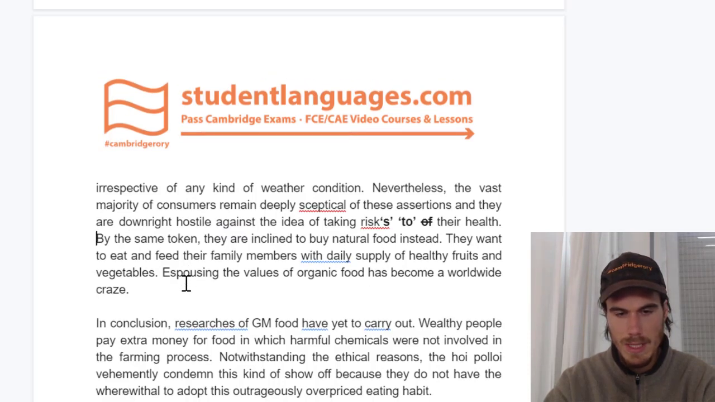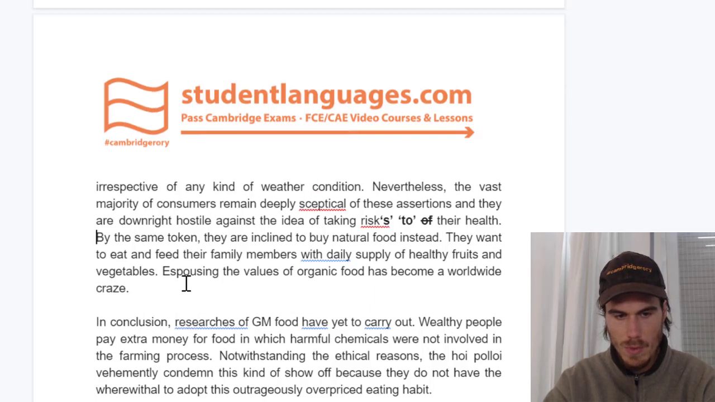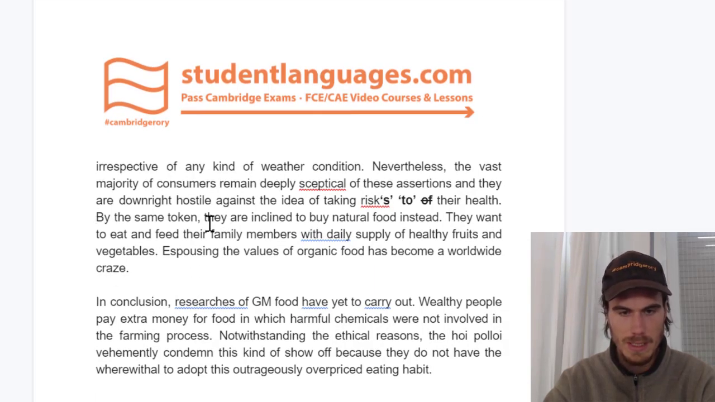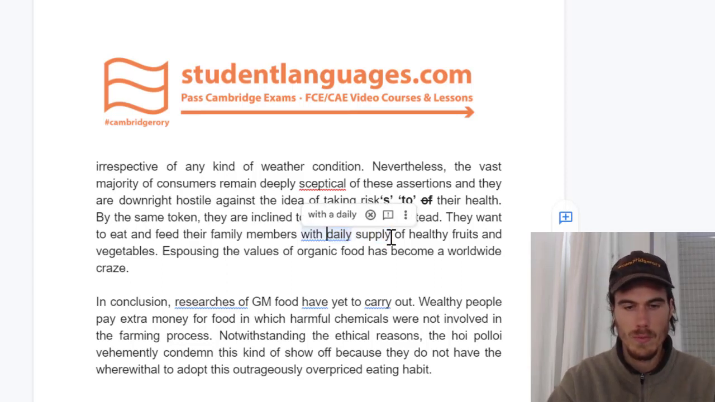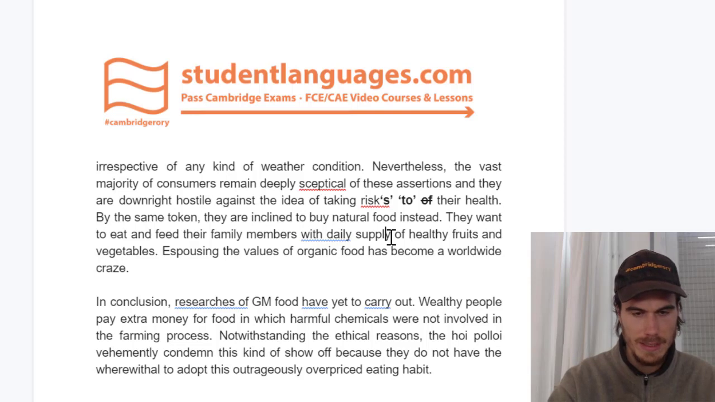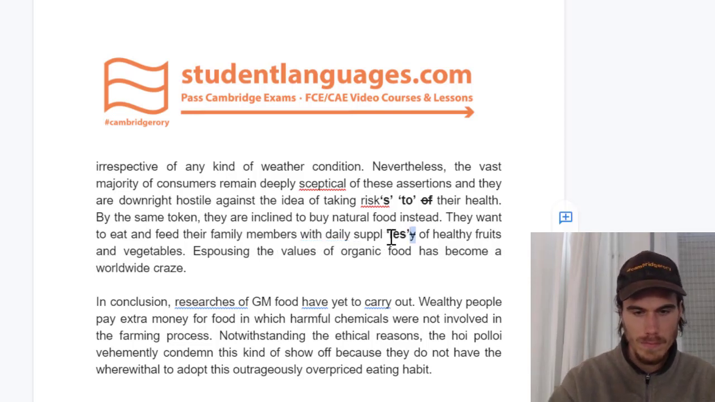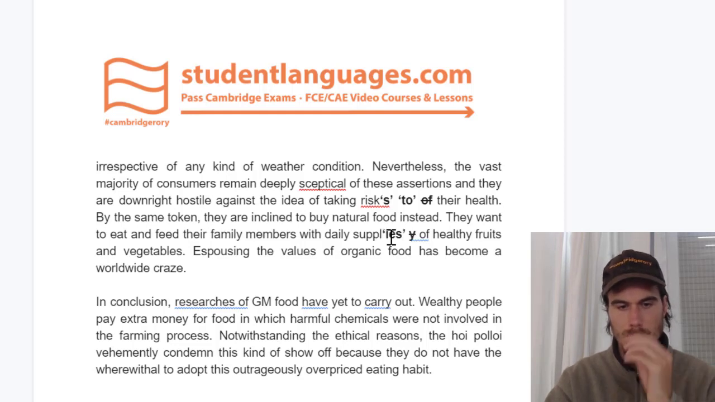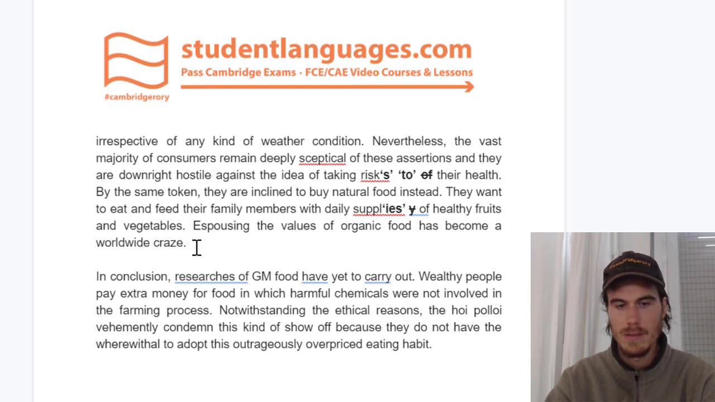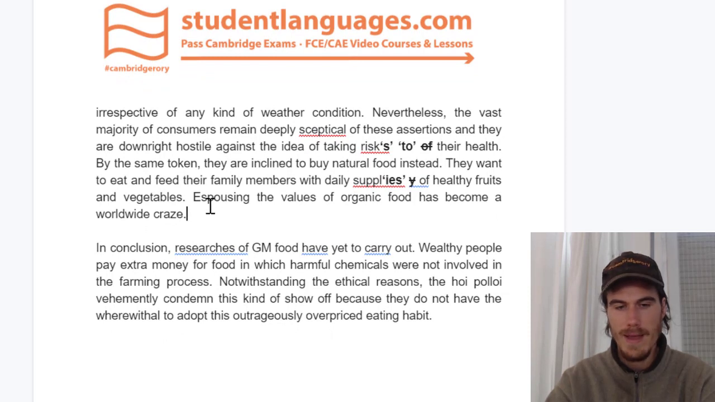By the same token, they are inclined to buy natural food instead. Okay. They want to eat, so you're agreeing, again, you're agreeing with what the guy is saying above, I think, in the question. By the same token, they want to eat and feed their family members with daily supply of healthy fruit. Yeah, you could, again, so think about countable, uncountable, article or no article, with add daily supply or with daily supplies. Daily supplies of healthy fruits and vegetables, okay. They want to eat and feed their family members with daily supplies of healthy fruits and vegetables.